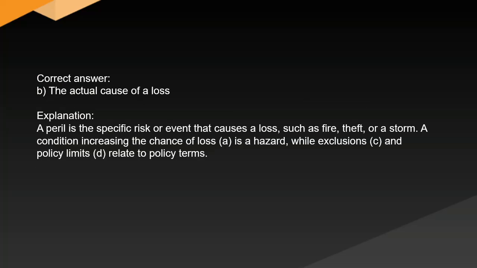Correct answer: B. The actual cause of a loss. Explanation: A peril is the specific risk or event that causes a loss, such as fire, theft, or a storm. A condition increasing the chance of loss (A) is a hazard, while exclusions (C) and policy limits (D) relate to policy terms.